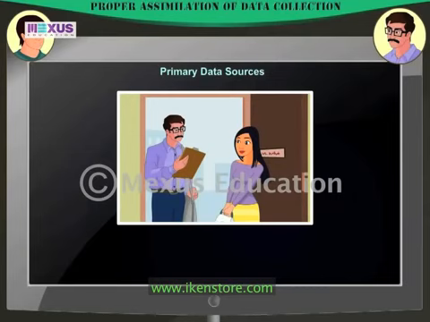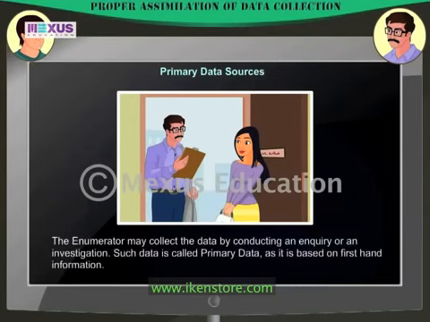What is the difference between primary sources and secondary sources? The enumerator may collect the data by conducting an inquiry or an investigation. Such data is called primary data, as it is based on first-hand information. Thus, the data which will be collected by me is primary data.